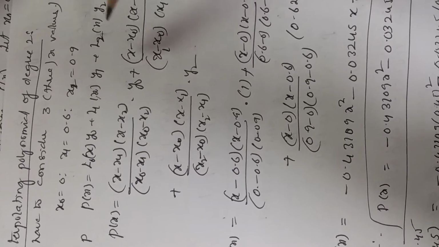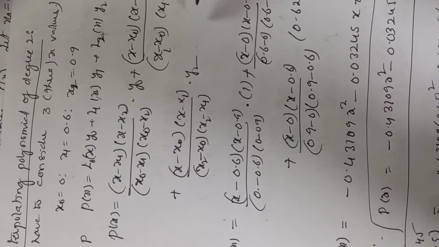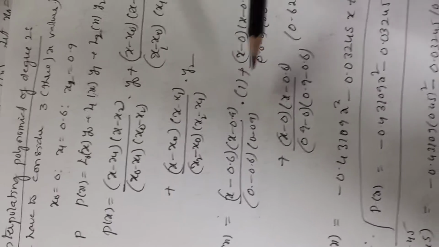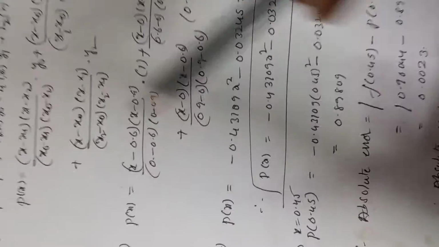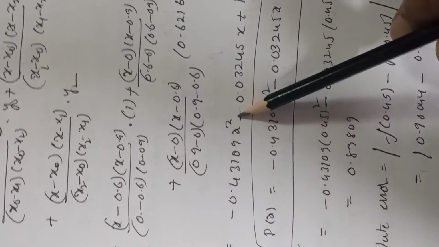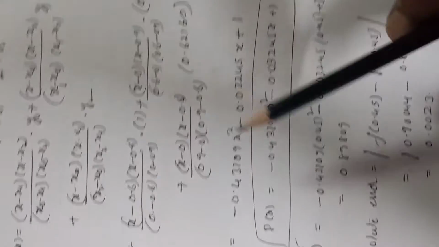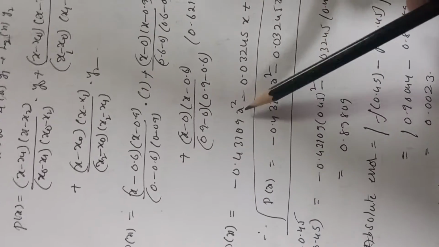We know x0, x1, x2, and similarly y0, y1, y2. Simply substitute those values here. After simplification, we are getting a second degree polynomial. See here, x square. A second degree polynomial in x, right? This is our required polynomial.